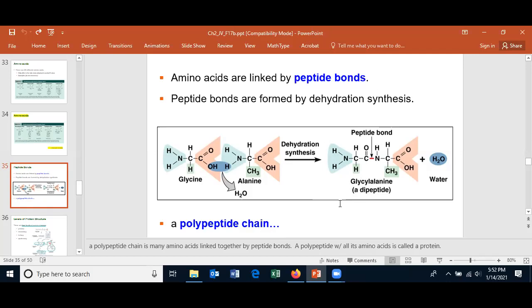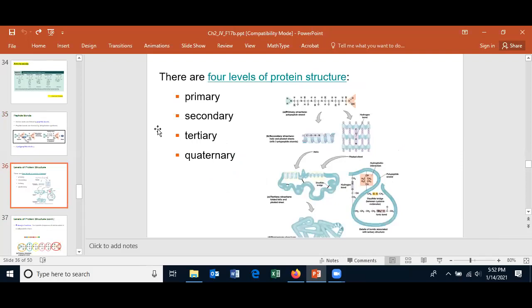Any question about any of that? If not, let's go on to the next slide. When we're making proteins, you link the amino acids together until the last amino acid is added, and then we can say that there are 4 levels of protein structure. There's a primary level, a secondary level, a tertiary level, and a quaternary level of protein structure.